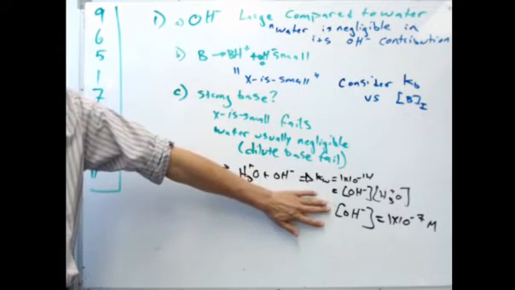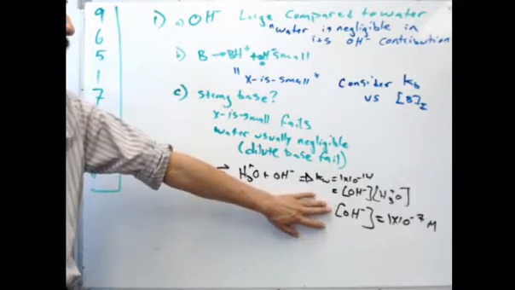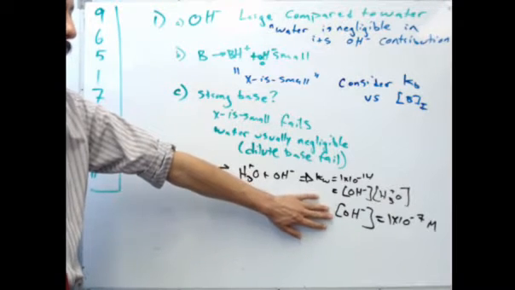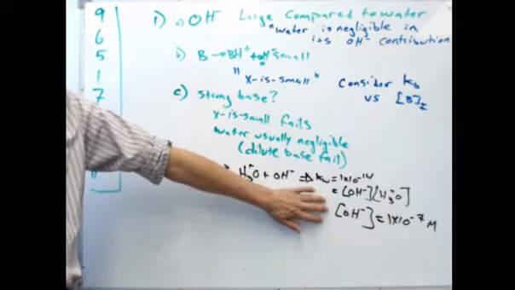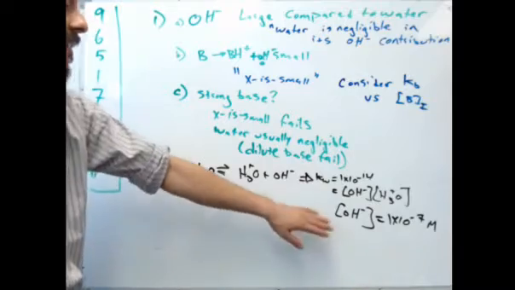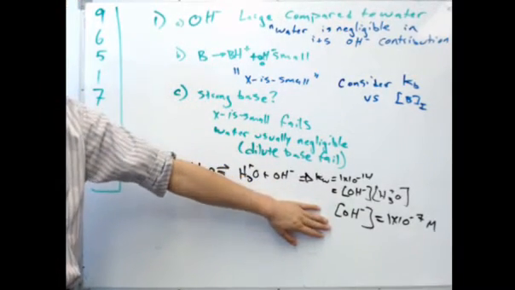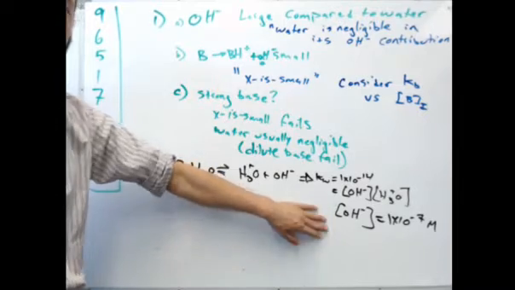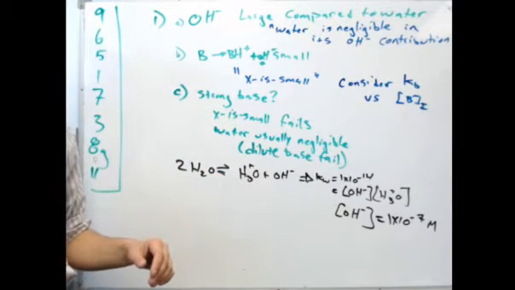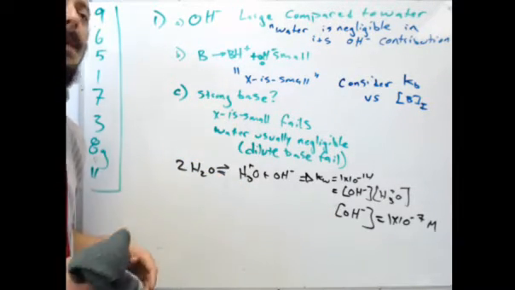Anytime the concentration of our weak acid or weak base is on the order of the concentration of hydroxide or hydronium from water, that is to say, anytime the strong base concentration is on the order of 10 to the minus 7, we're going to have to worry about how water contributes. Okay?